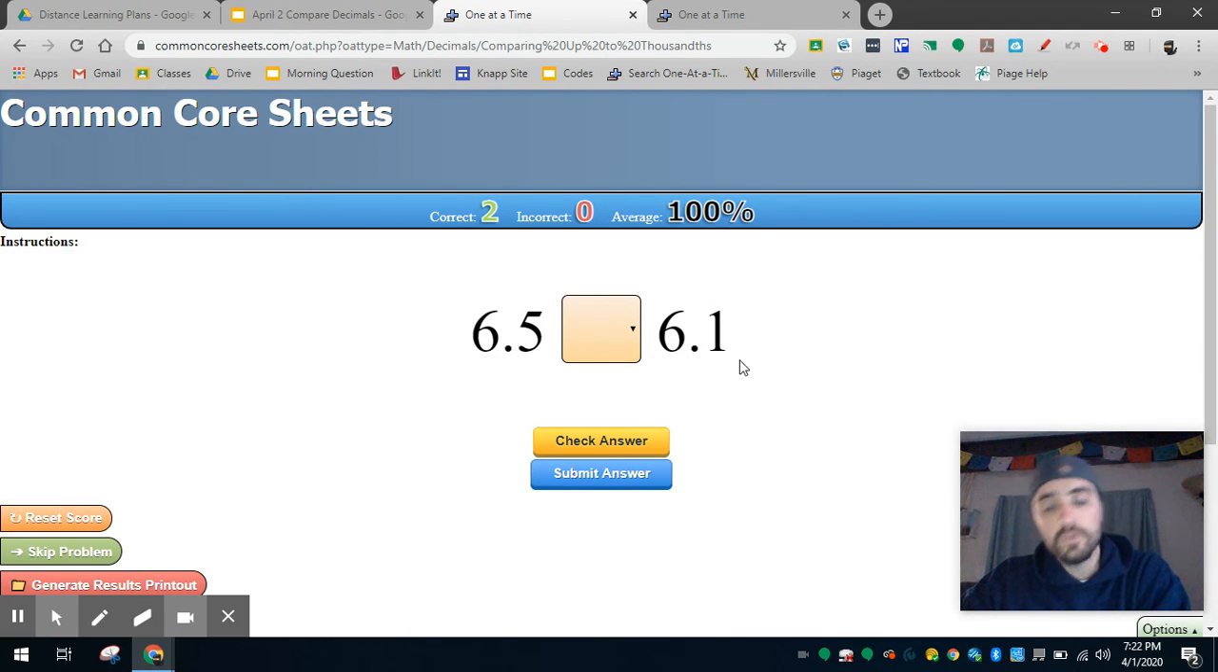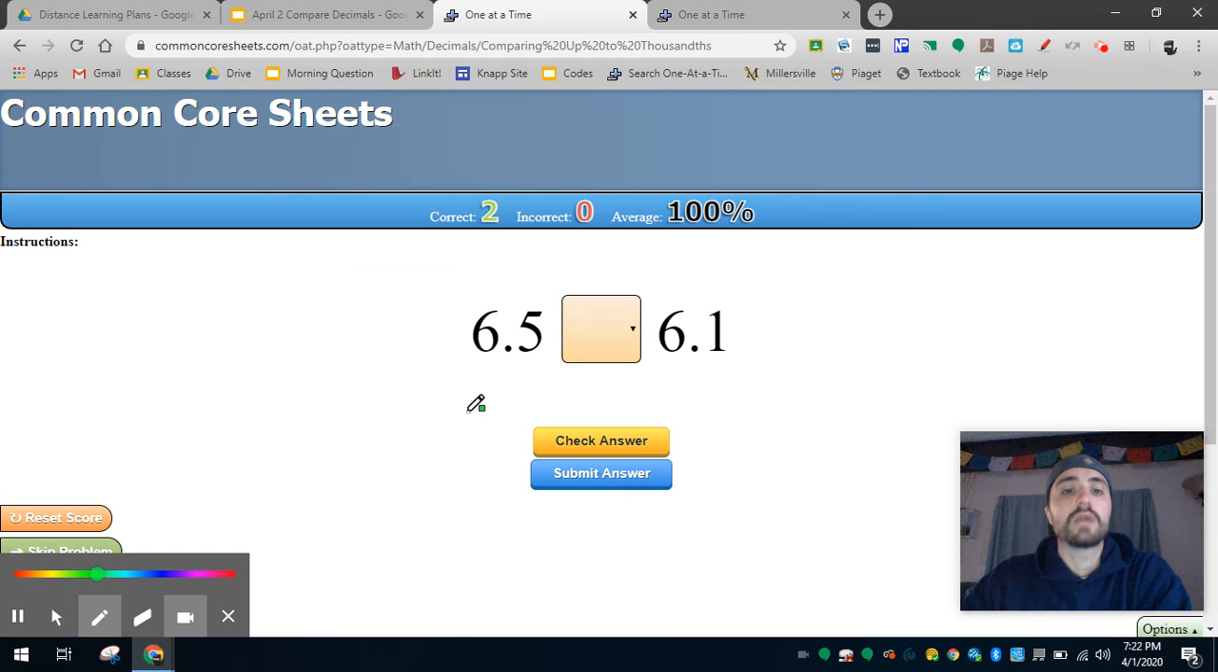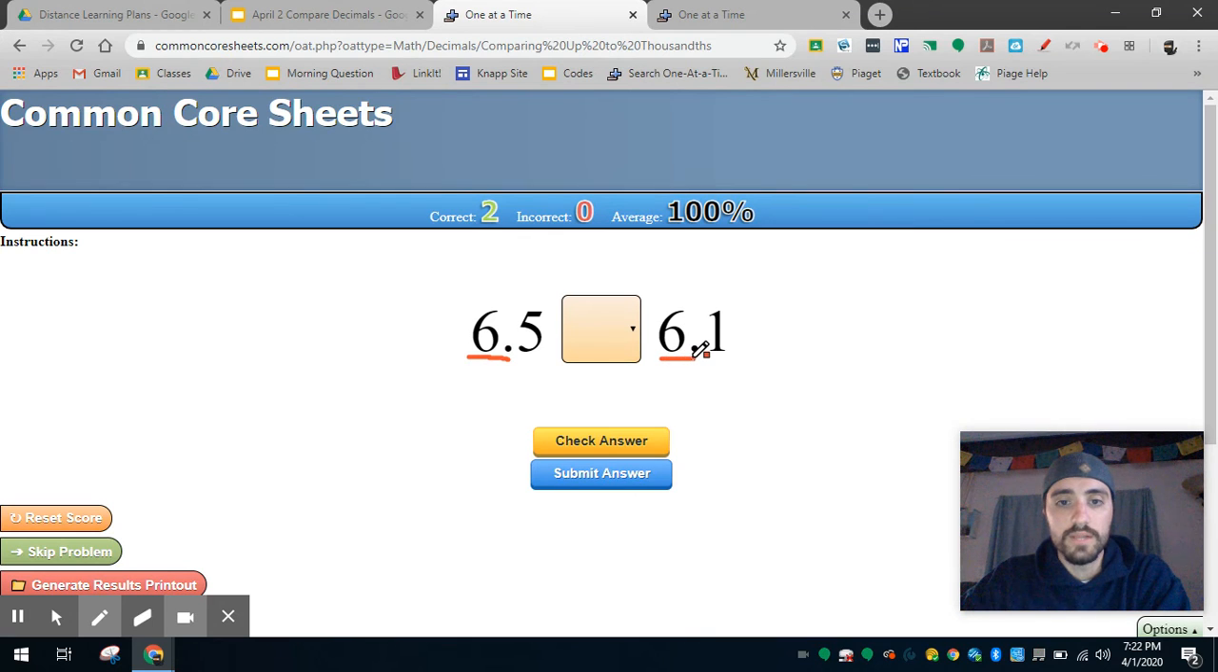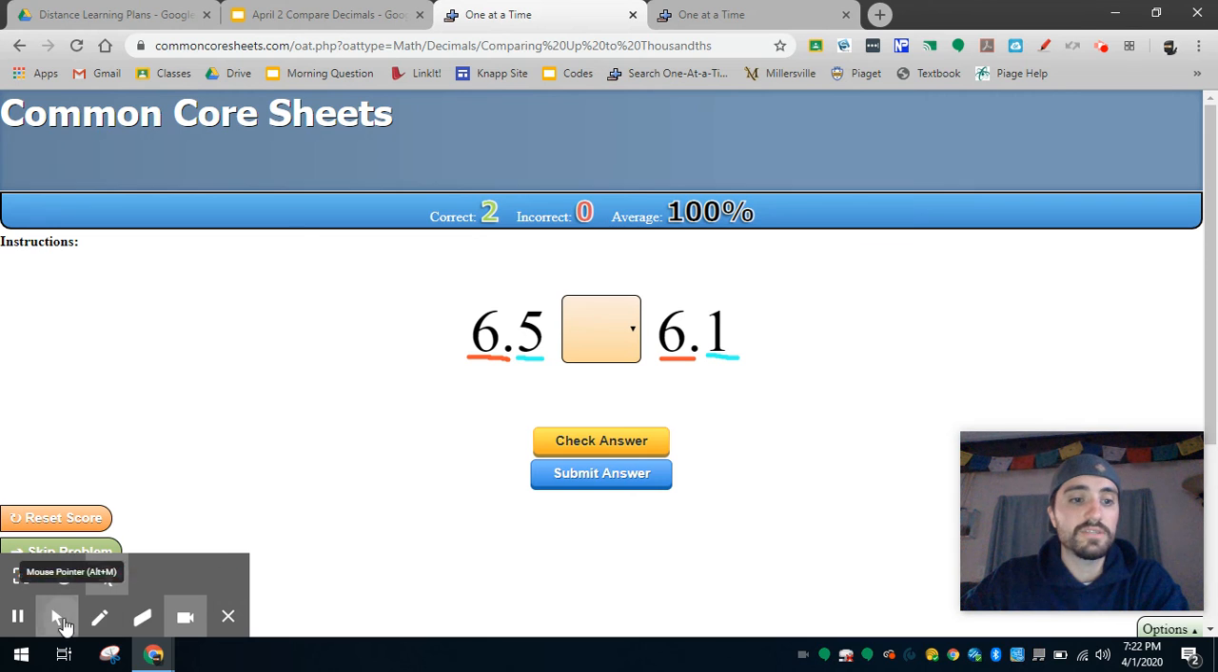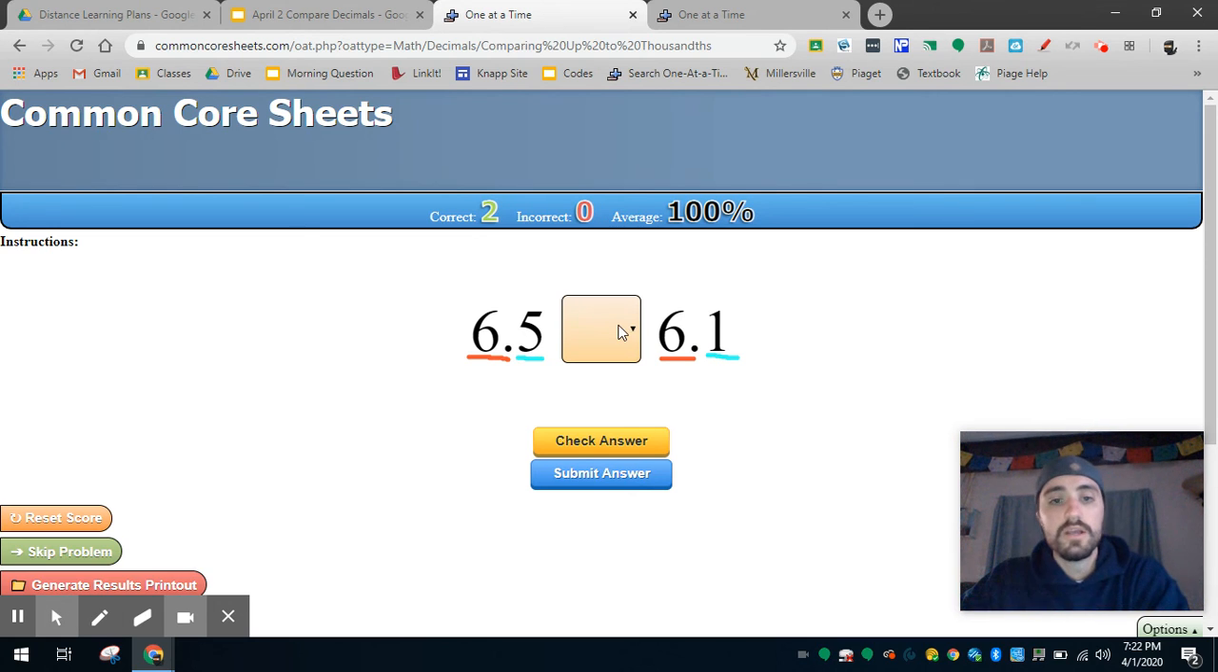All right, let's do another one together. 6 and 5/10 or 6 and 1/10. You might be thinking to yourself, this is kind of an easy one, but we're still going to use our same idea. We check 1 place value at a time. All right, let's check our highest place value. So the 1's place versus the 1's place. They both have 6 in the 1's place, so there's no difference yet. Check the next place value. 5 in the tenths, 1 in the tenths. Oh, well, this one had everything else the same, but it had more tenths. So I'm going to go with 6 and 5/10 is greater than 6 and 1/10.